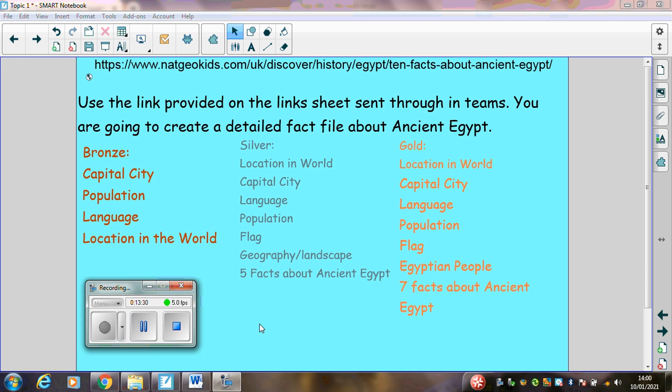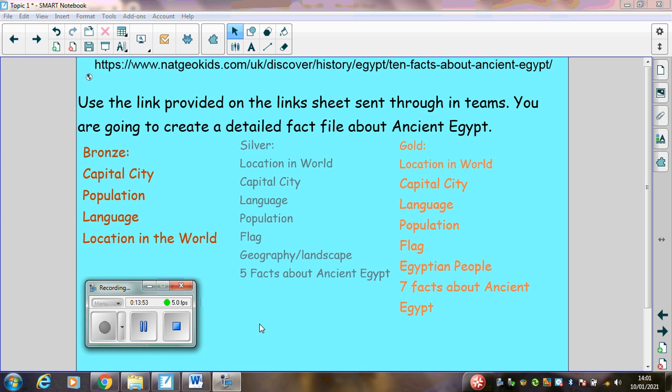And then gold, you're going to be looking for the location in the world, capital city, language, population, flag again. This time you're going to look into the Egyptian people. So this is the culture, the human features, the human characteristics of the country, what kind of people make up their world, their sort of environment. And then you're going to look for 7 facts about ancient Egyptians, just write them down.